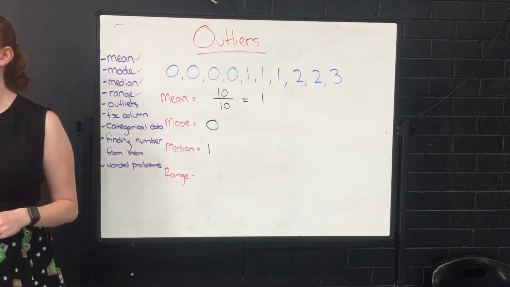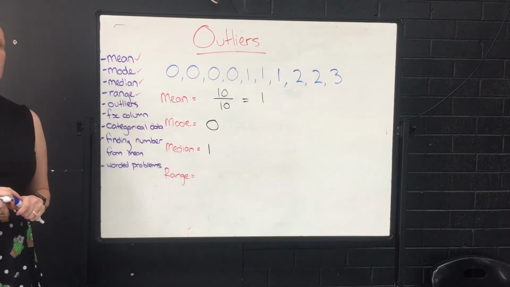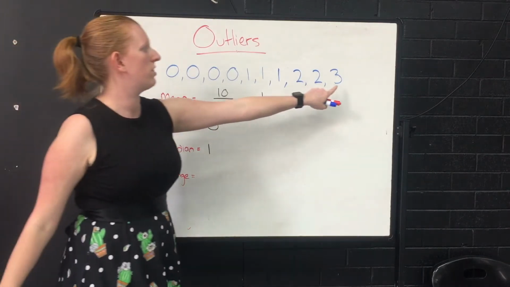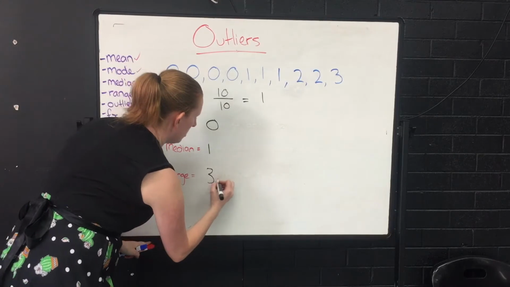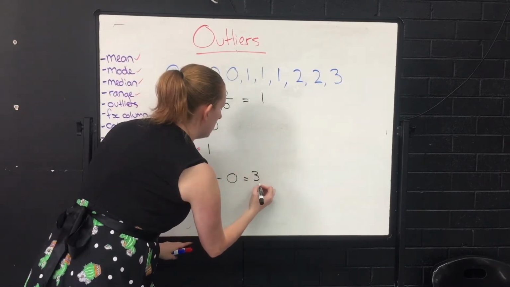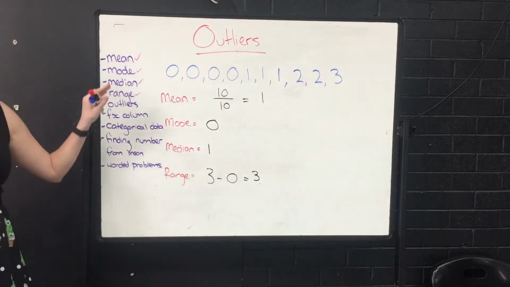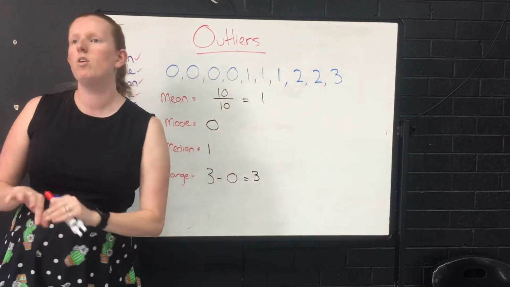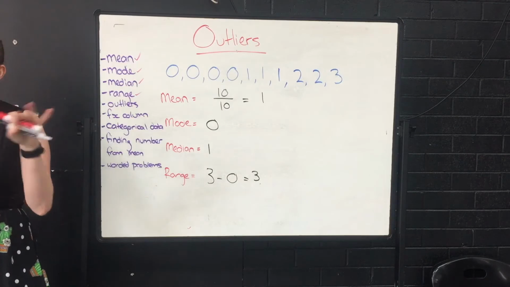Alright, what about my range? What's my range going to be here? Yes. Great. So 3 minus 0 gives me 3. Great. There's no outliers here. All of these numbers are pretty close together.